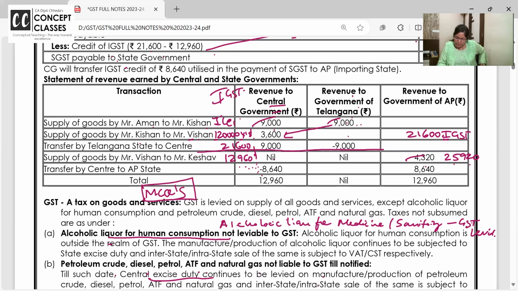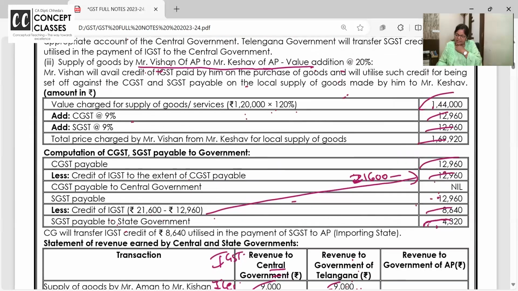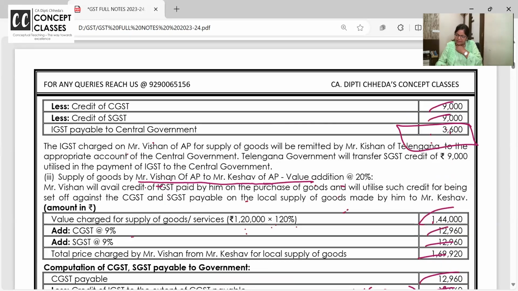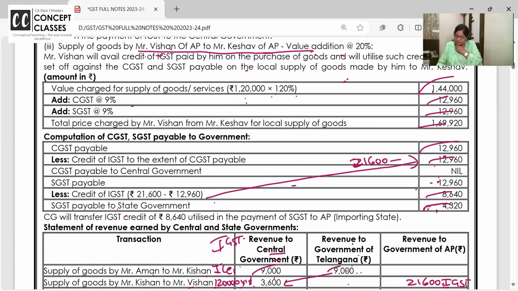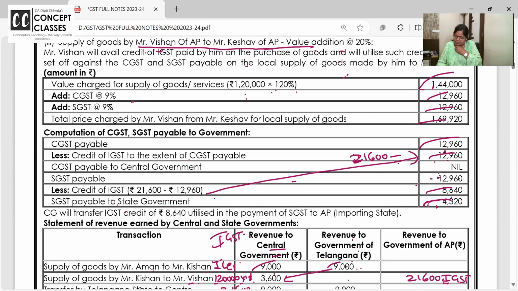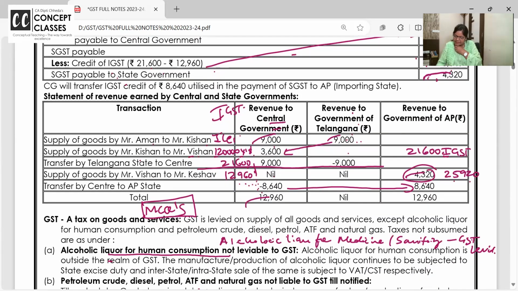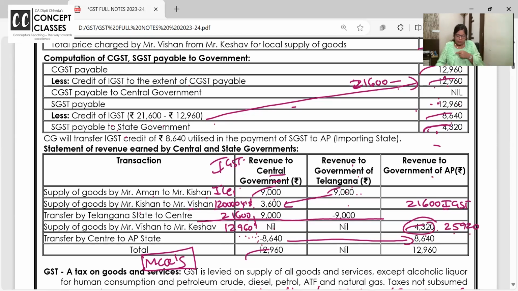8640, 12,960, let it be here. 8640 extra you give, and on the remaining value addition, the state is getting 4320. हमने किया था ना. Set off the IGST first here, then the IGST, and 4320 IGST. This 4320 IGST you have to pay to the state government in the form of the SGST.